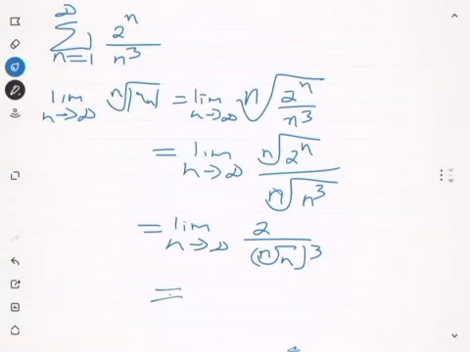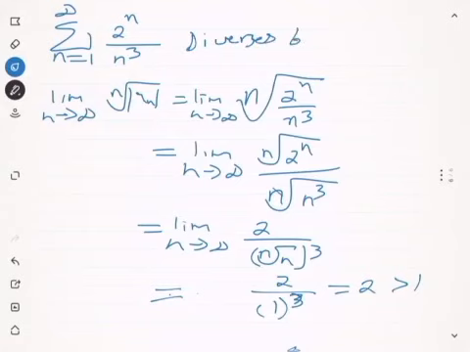And when you take the limit as n approaches infinity, you get from here 2 divided by 1 cubed, because the limit of the nth root of n is equal to 1, so this is 2, which is bigger than 1, so then this series diverges by the root test.